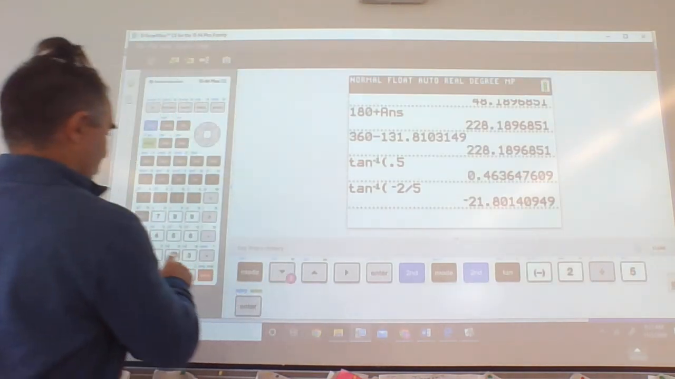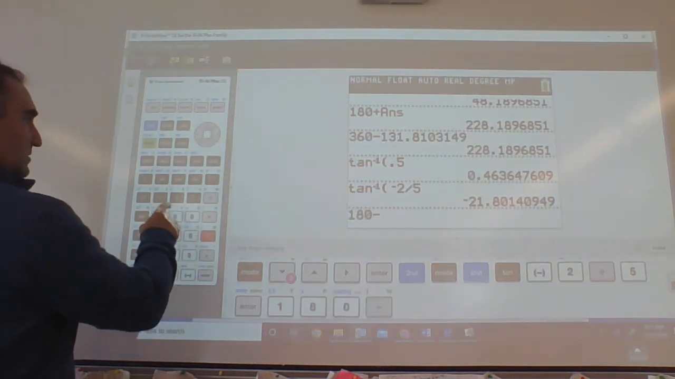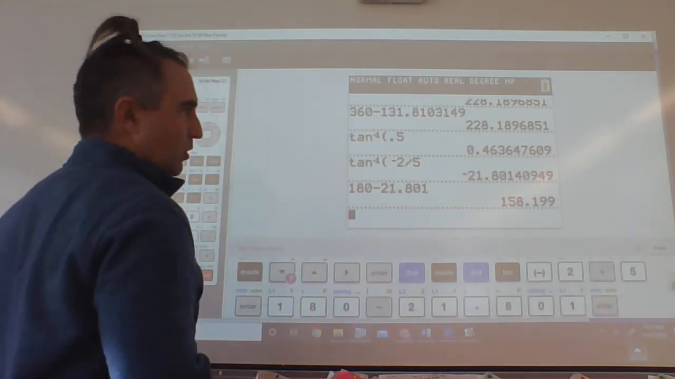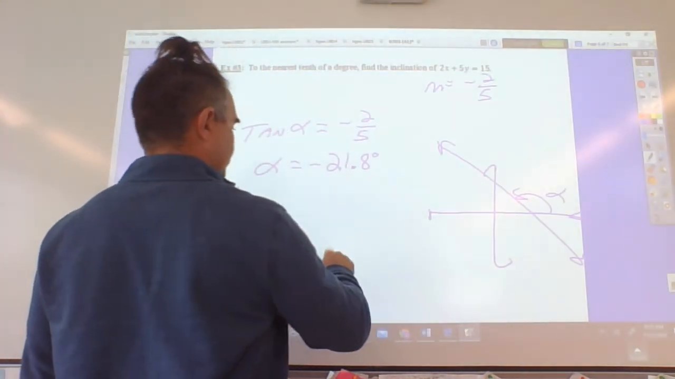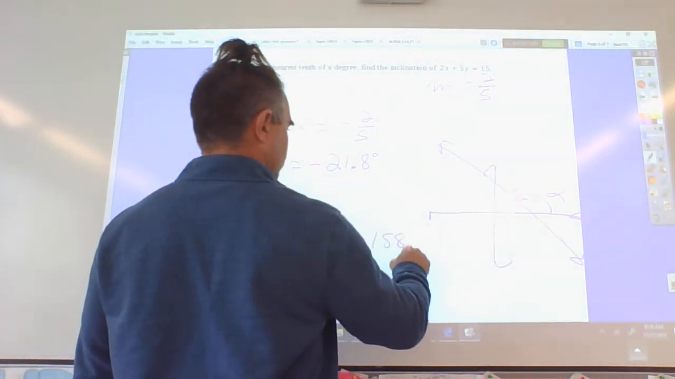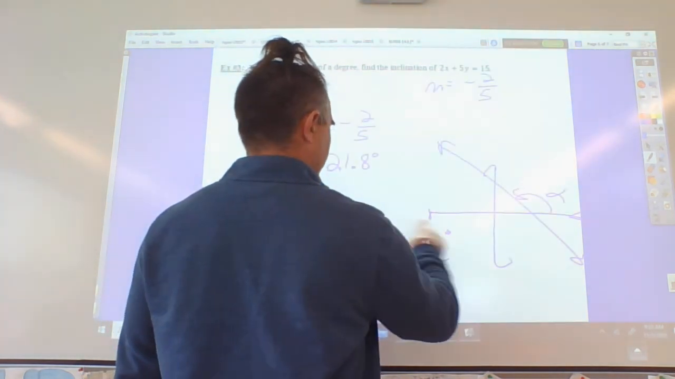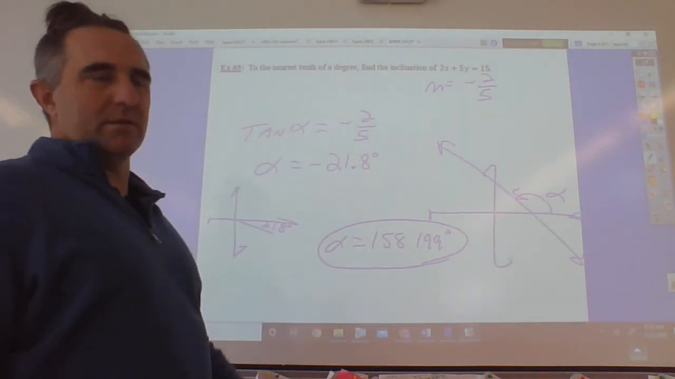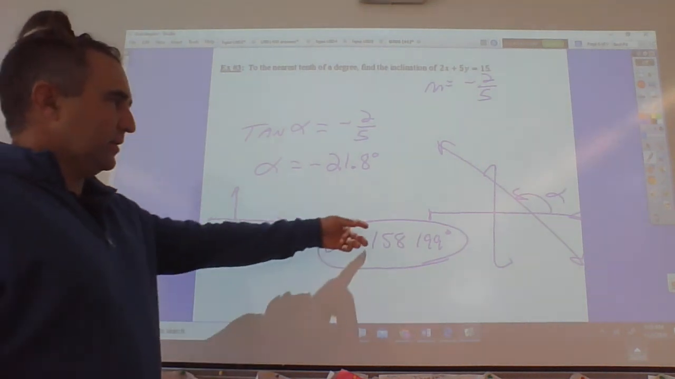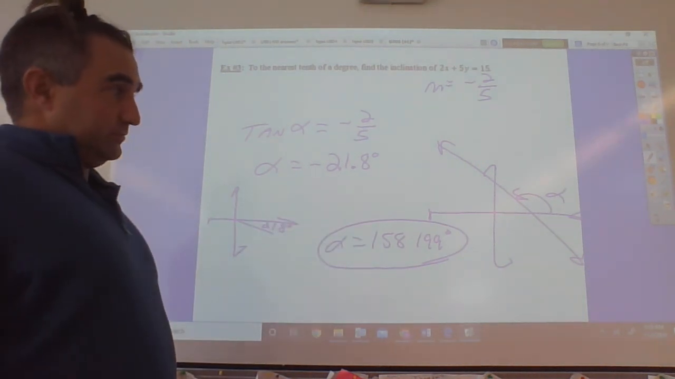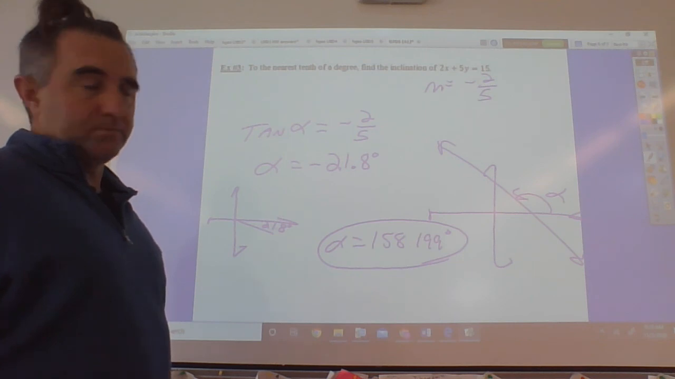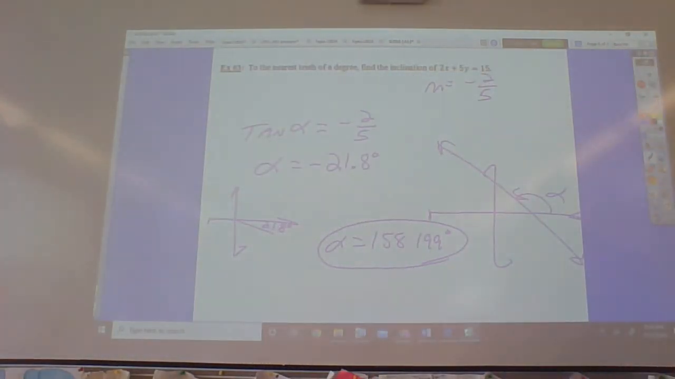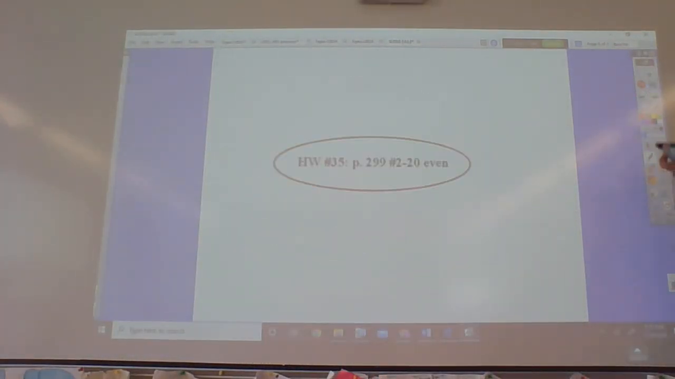So 180 minus 21.801, 158.199, approximately. And that would be my answer. And then you can say, well, Mr. Saper, can't we just do 180 minus the absolute value of that? Yeah, of course you can. And you're going to get that angle there. And there you have it. All right, good one to end on.